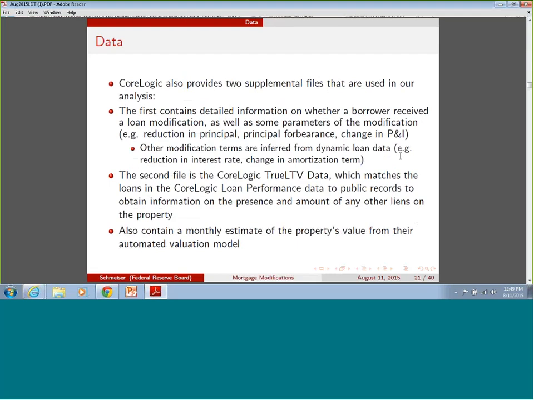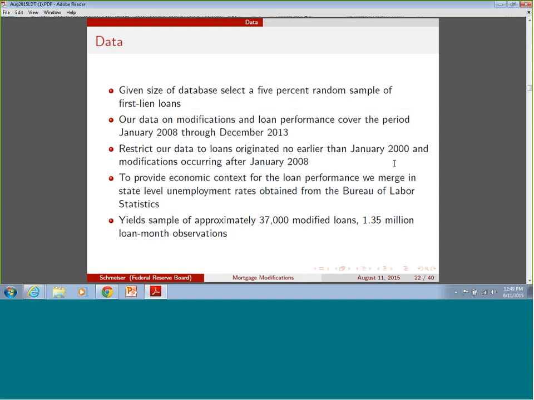All right, so given the size of this data set, we just select 5% of it for our analysis. We're looking at the period January 2008 through December 2013 specifically. We don't want to look at any loans originated prior to January 2000 either, and then we're going to focus on modifications occurring after January 2000. We're also going to merge in unemployment rates, just to help control for economic conditions. This gives us a sample of about 37,000 modified loans. I will say we had more than a few loans that actually got multiple modifications in our sample. They're in here as well.